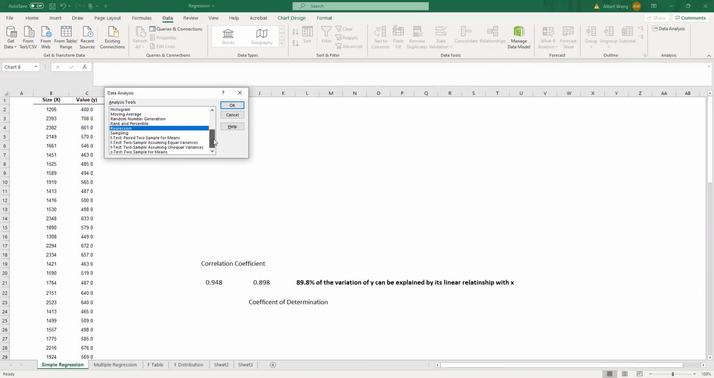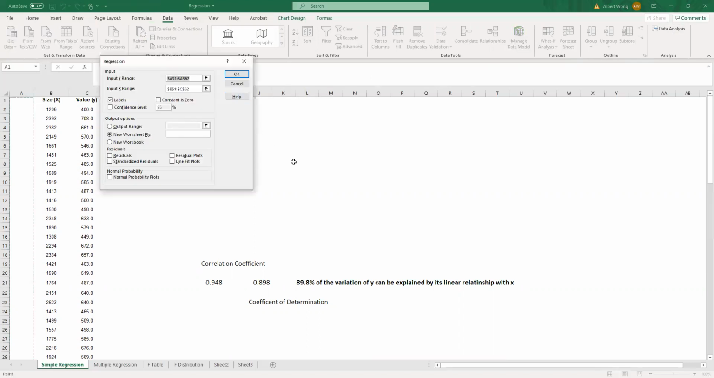And we go down and we find regression. So regression is one of the programs under the Data Analysis add-in, and we say okay. And when we do that, you have to specify and tell the system where the Y range is, where the X range is, and so on, right?